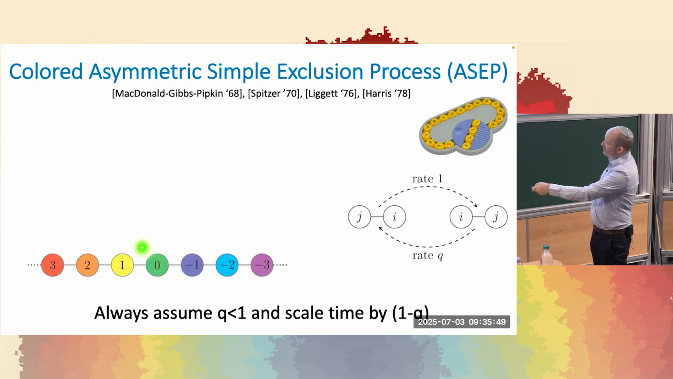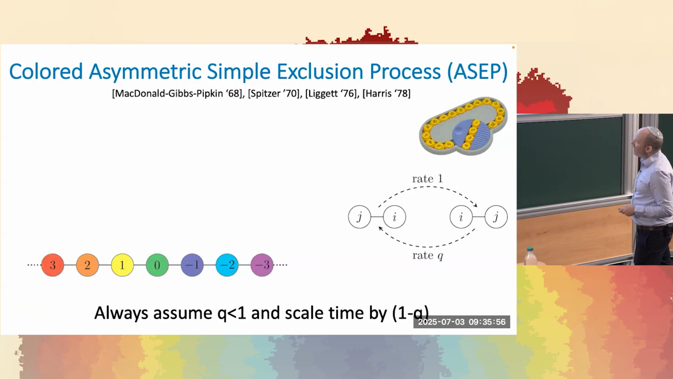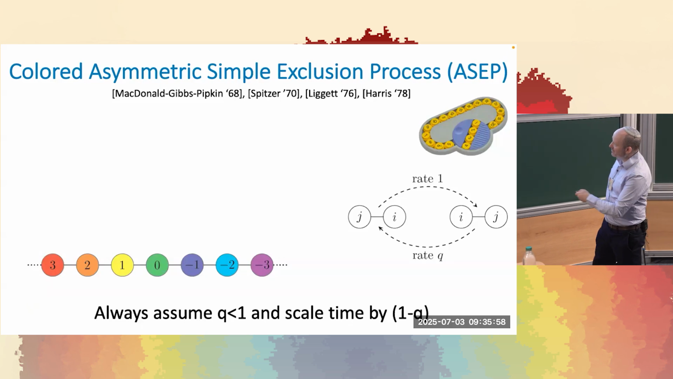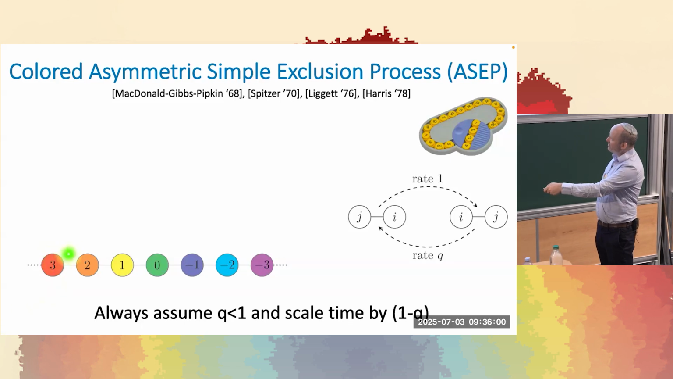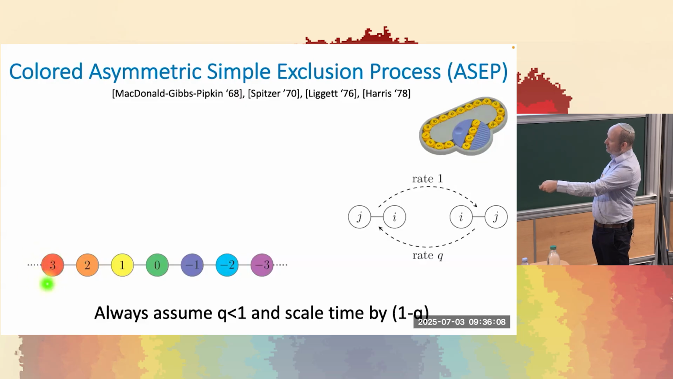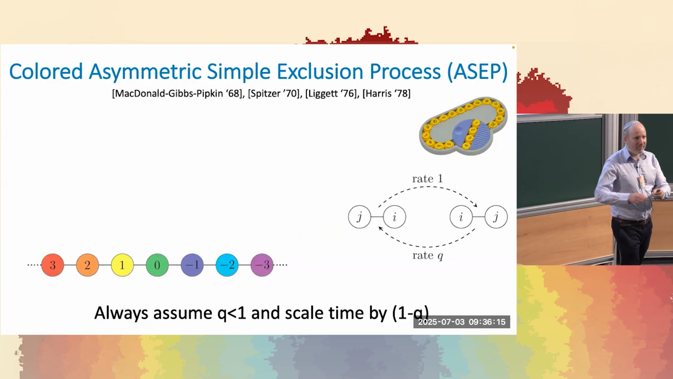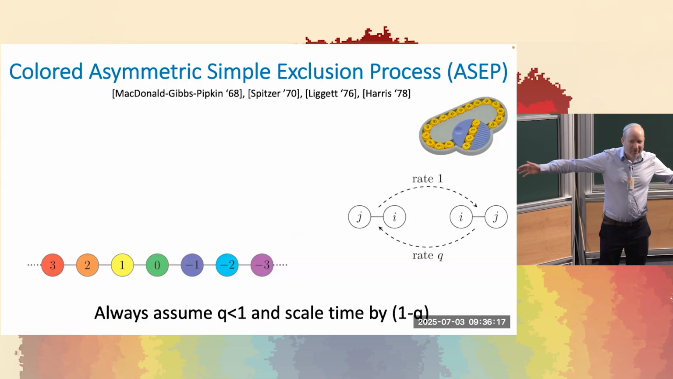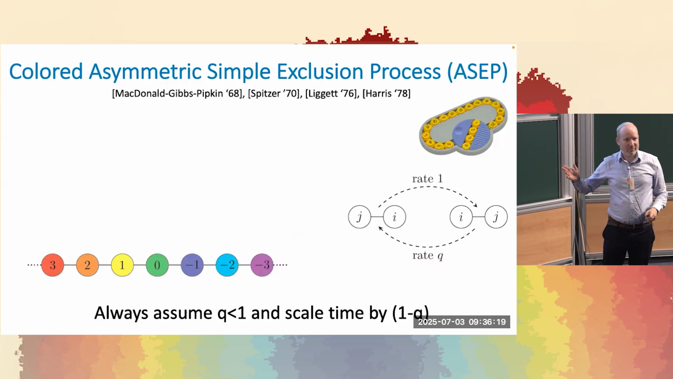So green, in this case, is the color 0, and red is the color 3, and so on and so forth. I'm going to start with some initial data. In fact, for the time being, I'm going to start with a very special initial data, which is that at site i I have particle minus i. So at site minus 3, I have particle color 3. At site 3, I have color minus 3. Okay? So if you think of this as a permutation, it's like the completely reversed permutation that I start with.